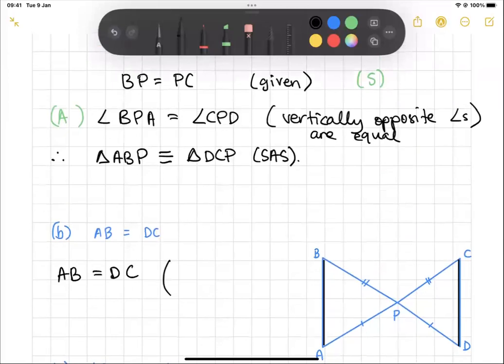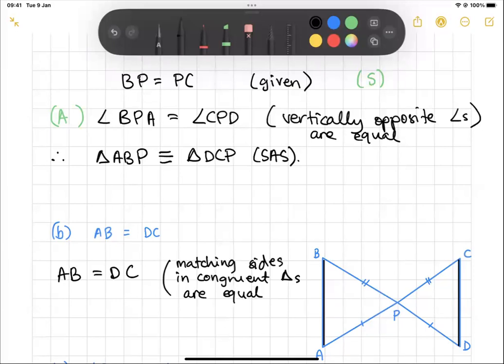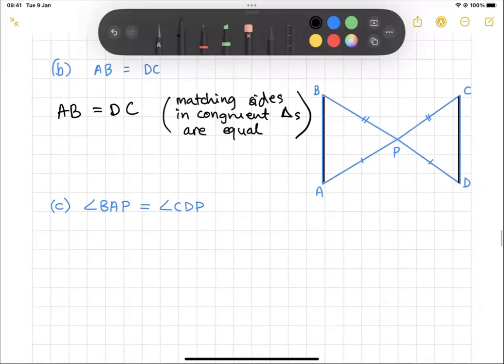My reasoning will be because they are matching sides in congruent triangles. And they must be equal. If they're matching, they must be equal. Okay. Same thing for C, right?